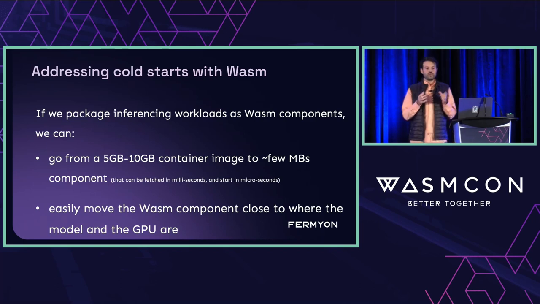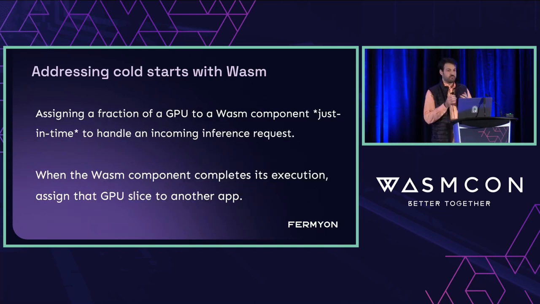This means that we can truly achieve one of the early goals we've had for WebAssembly, that is move compute close to data, but we can take this one step further. Move compute close to data, close to hardware, because one of the most expensive bits in our infrastructure is a GPU. So by moving the WebAssembly module close to where that machine learning model is, that multi-gigabyte model is, close to where you have a GPU available, you can achieve significantly better efficiency to this.